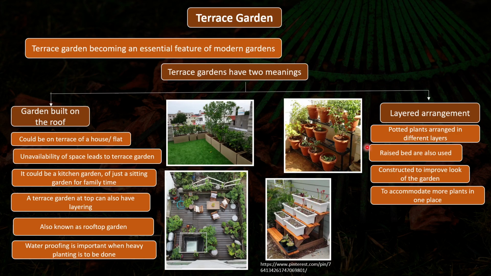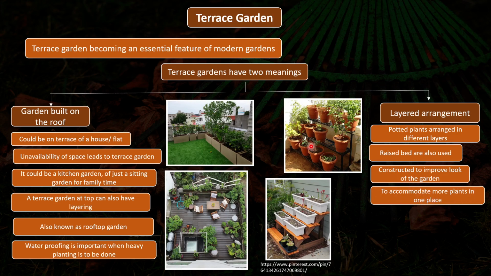So this kind of layered arrangement is also called a terrace garden, if you did not know, right? So what we do is put our potted plants in different layers. We can also use raised beds. In different layers we put our soil bed, which is raised, constructed to improve the look of the garden. Usually this is done to improve the look of the garden. This enhances the look, and this is also done to accommodate more plants in one space.